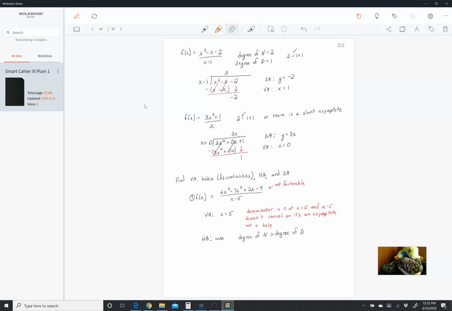And slant asymptote, there's also no slant asymptote here. The degree of the numerator is 3, and the degree of the denominator is 1. 3 is not equal to 1 plus 1. Okay. Let's do another example.